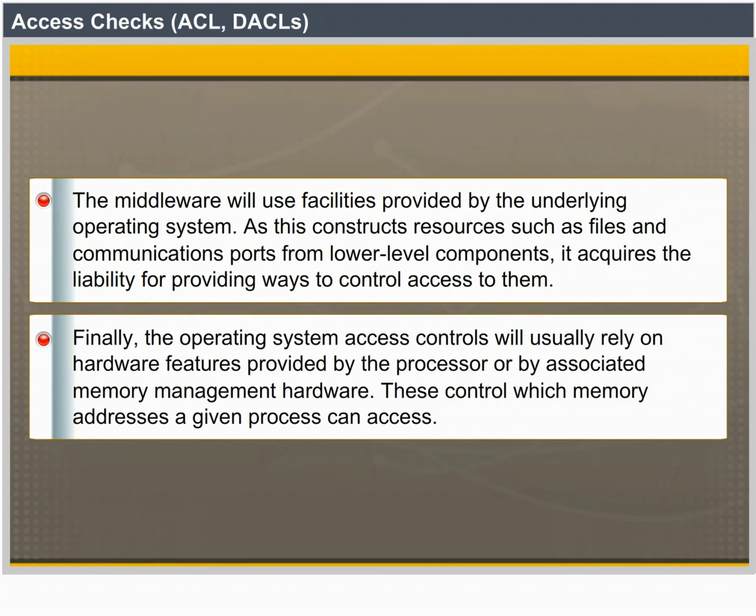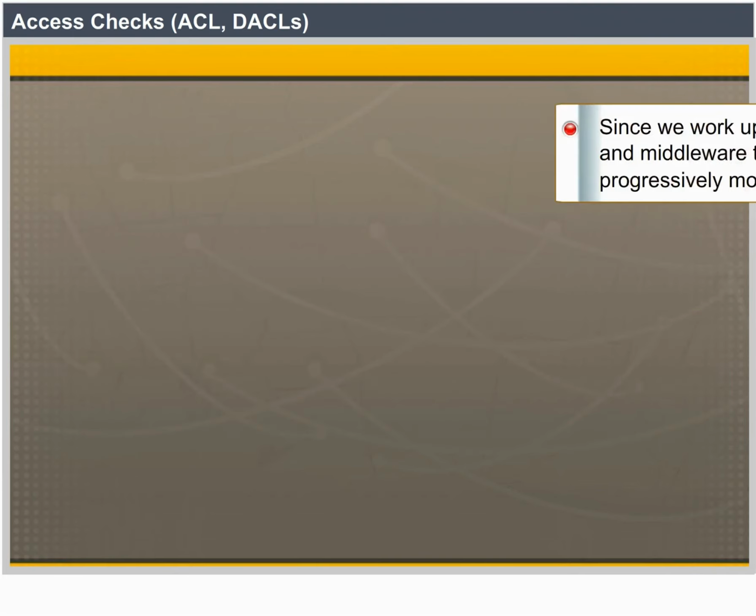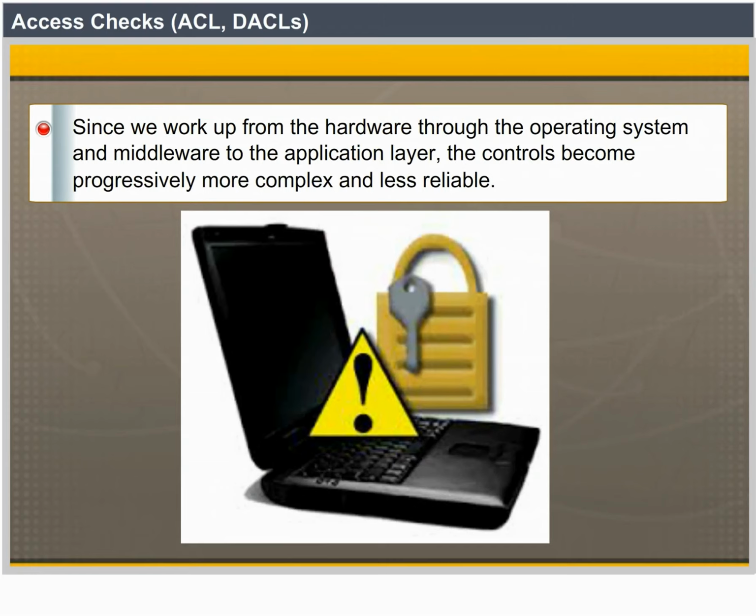Finally, the operating system access controls will usually rely on hardware features provided by the processor or by associated memory management hardware. These control which memory addresses a given process can access. As we work up from the hardware through the operating system and middleware to the application layer, the controls become progressively more complex and less reliable.